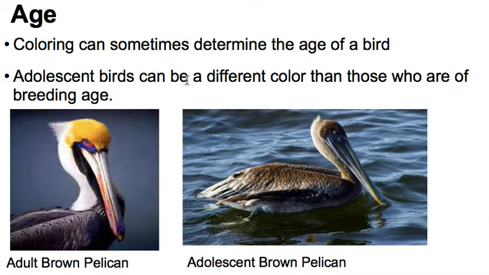All right. Coloring can also help determine the age of the bird. Adolescent birds tend to be a different color than those who are of breeding age. So adult pelican here, you see this coloration, and then this is the adolescent pelican. So it looks more female than male.